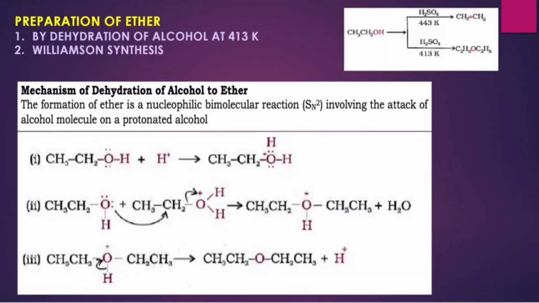Next topic is ethers, and first one is preparation of ethers. For preparation of ethers, we have two methods. One is dehydration of alcohol at 413 Kelvin using concentrated sulfuric acid. Its mechanism is another important one. Please learn that. The second one, Williamson synthesis, we already discussed that.